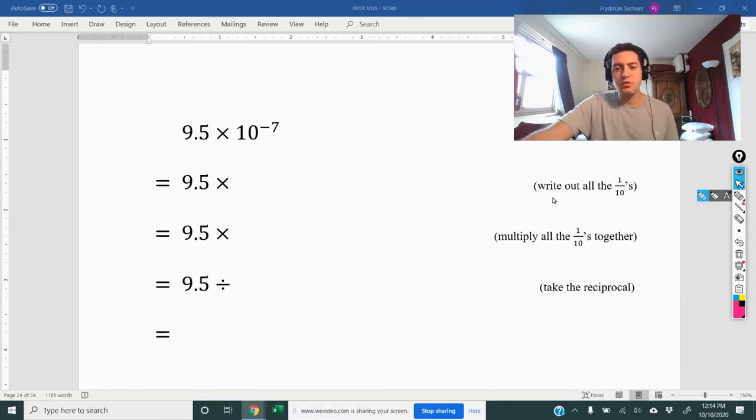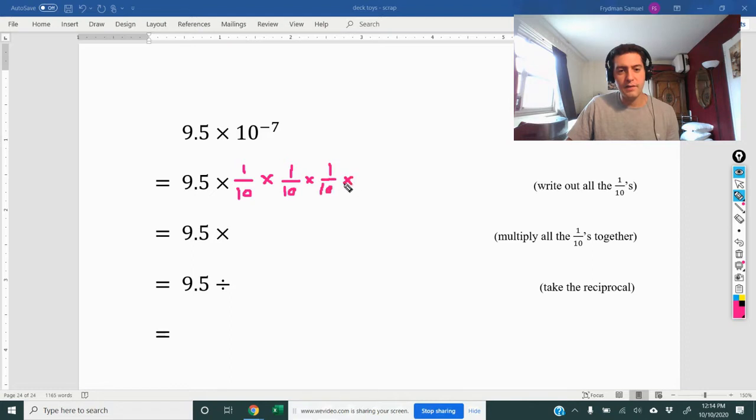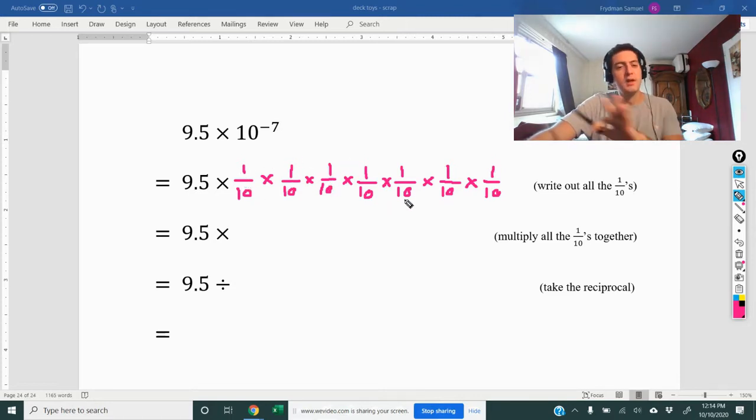So the first thing I want to do is write out all the tens, so all of the 1/10ths. So 10 to the negative 7th can be written as 1/10 times 1/10 times 1/10. I need 7 of these. Times 1/10, that's 4. Times 1/10, that's 5. Times 1/10, that's 6. Times 1/10. Okay, good. I made it with room to spare. So 10 to the negative 7th is the same thing as 1/10 times 1/10 times 1/10 times 7 times.